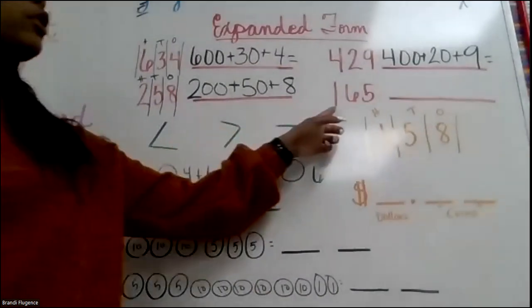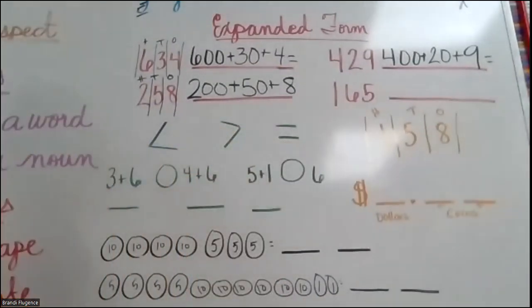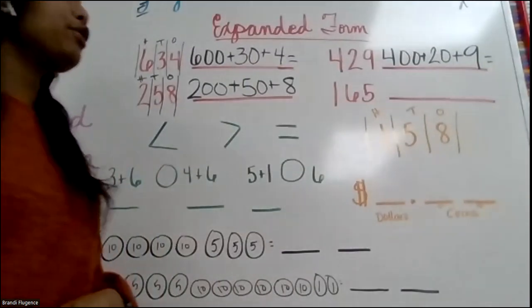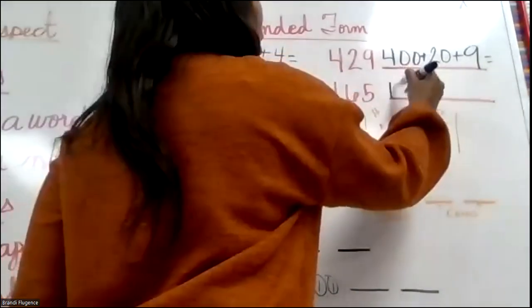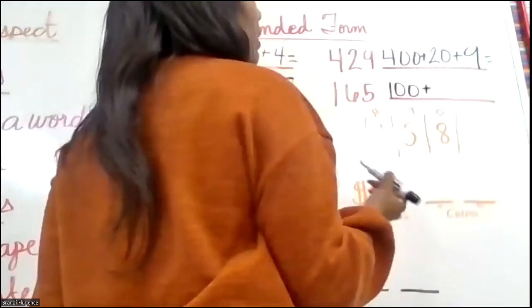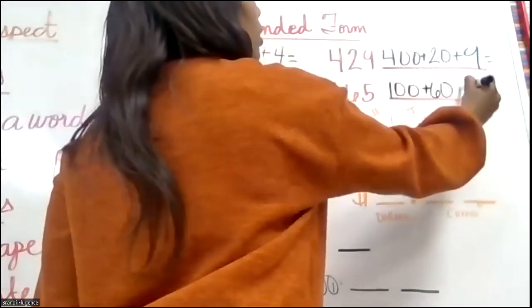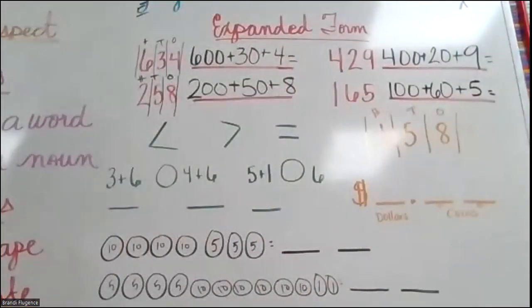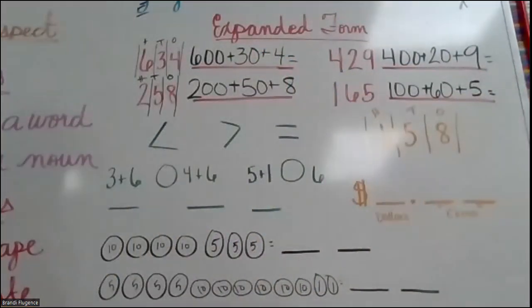Okay, next I have 165. Let's go ahead and expand 165. How many hundreds do I have? 100 plus how many tens? 60 plus how many ones? 5 equals 165. So this is how we expand that.